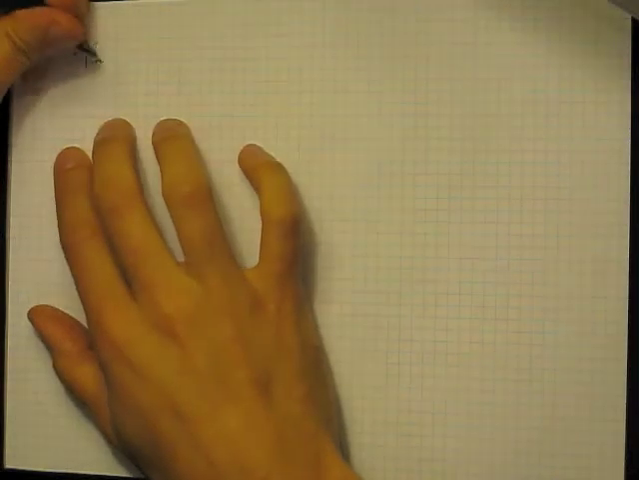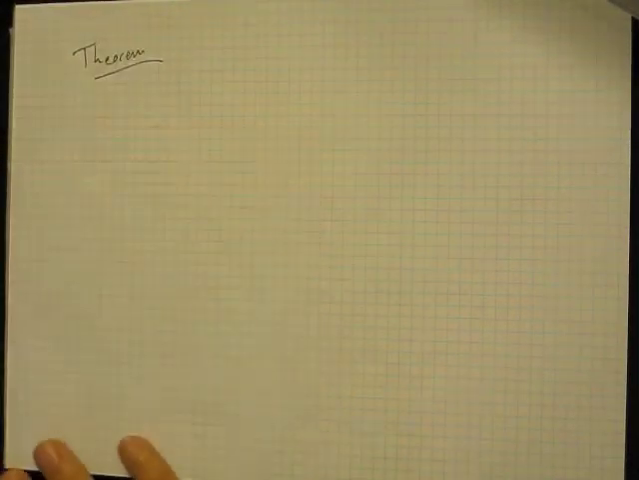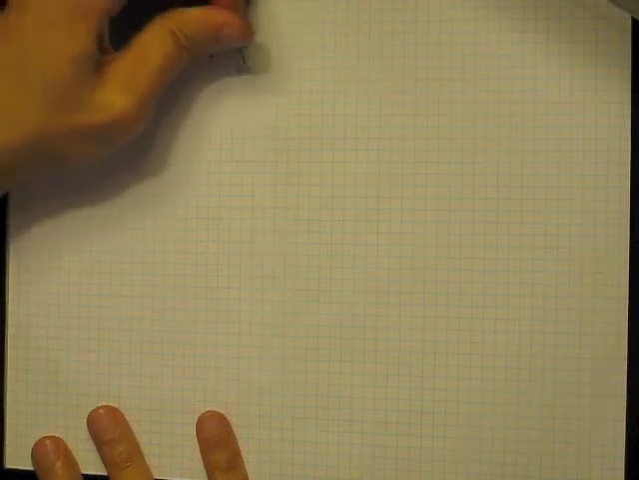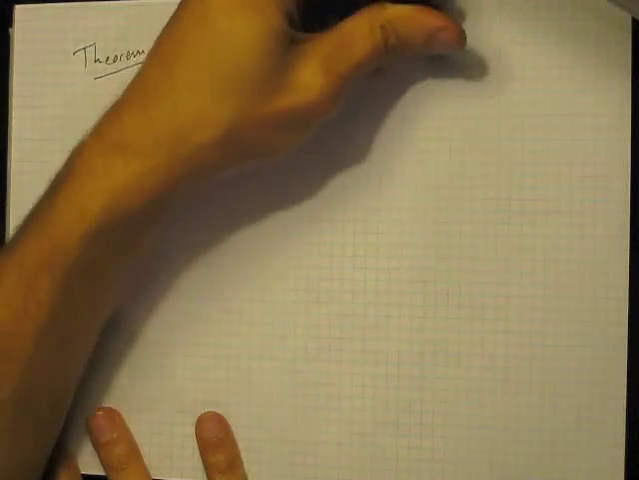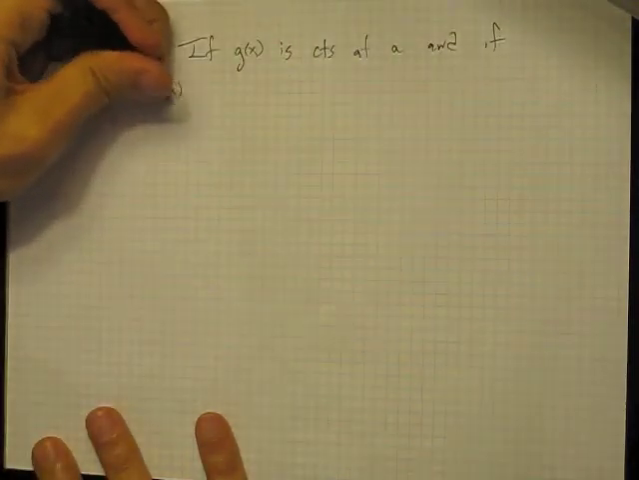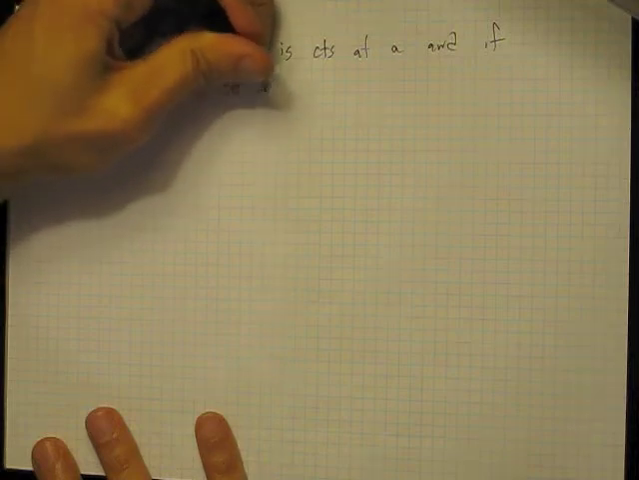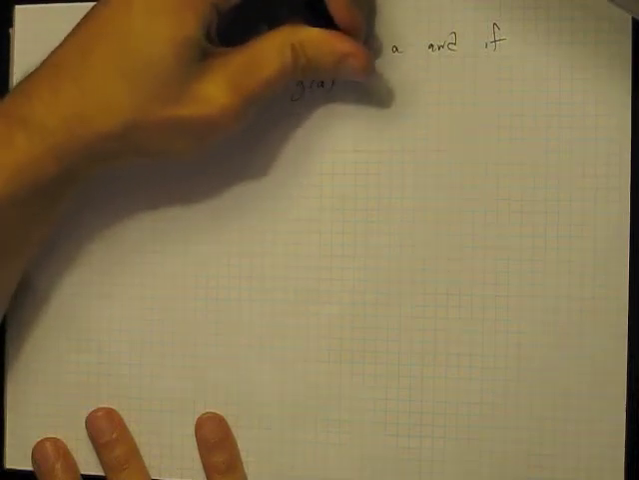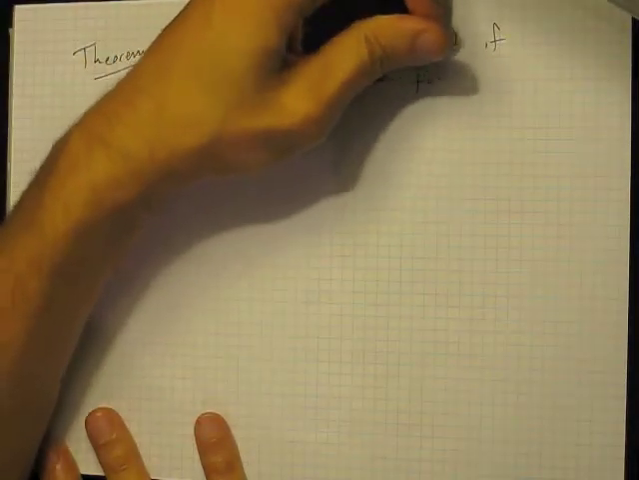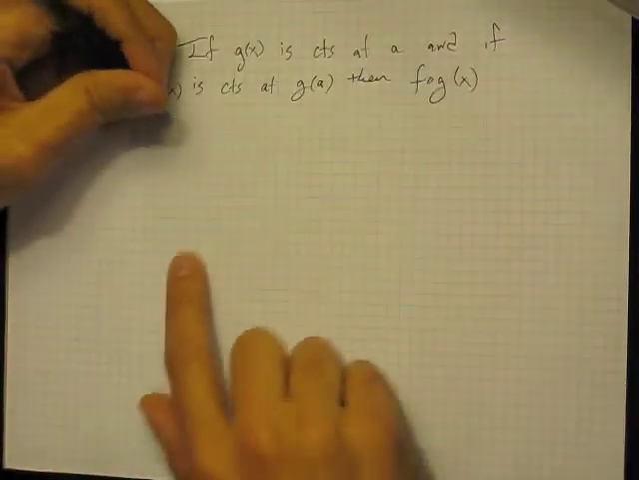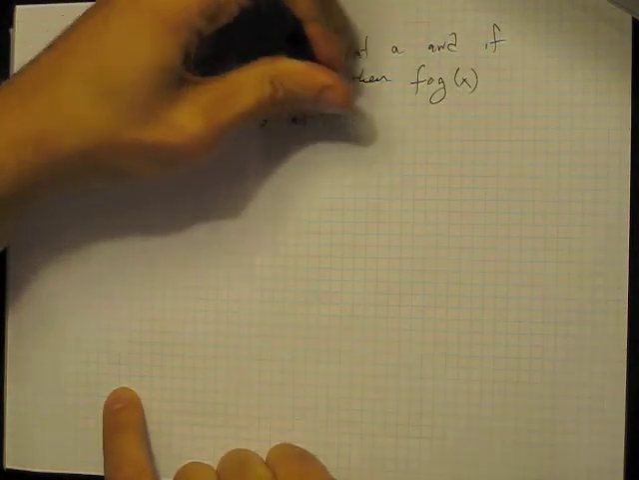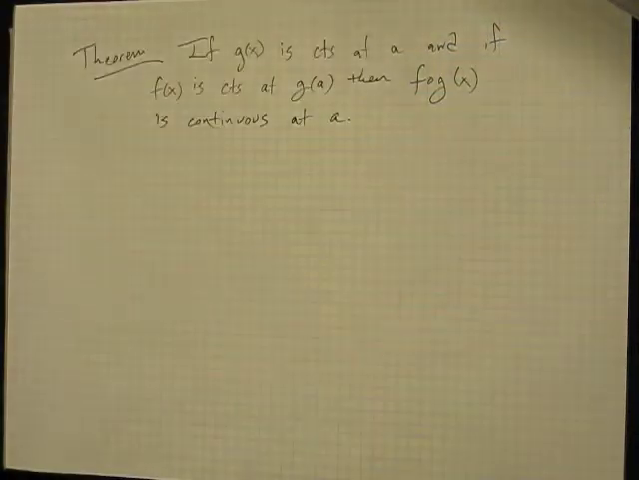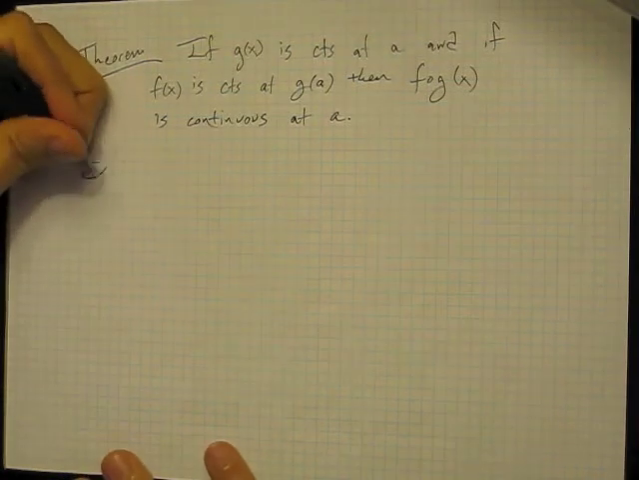Okay, another theorem. If g of x is continuous at A, and if f of x is continuous at g of A, then the composition function, f composed with g, is continuous at A. So let's look at an example that applies this theorem.